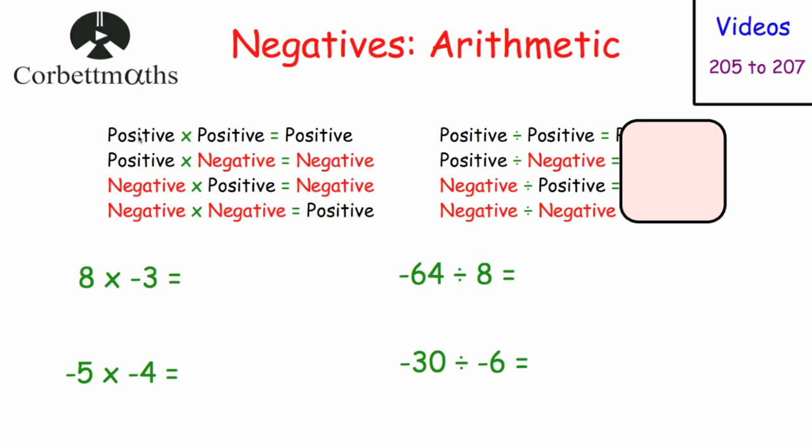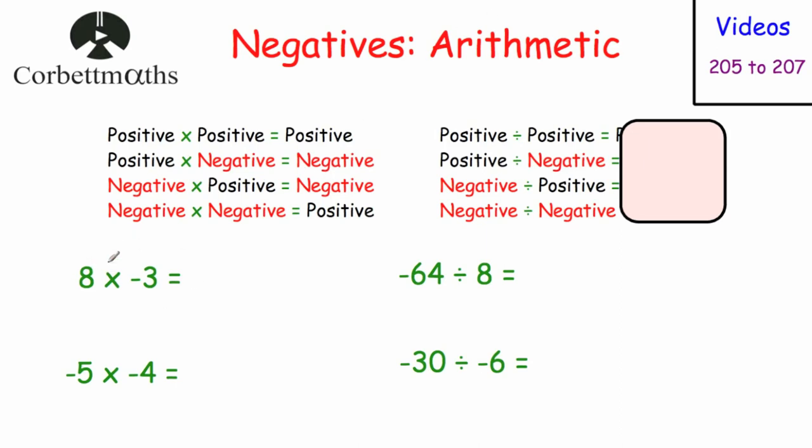And the way I remember this is if they're both positive, whenever you're multiplying, you get a positive answer. And if they're both negative, you get a positive answer. So if they're both the same, you get a positive answer. And whenever you're multiplying, you've got one positive and one negative, you get a negative answer. So let's have a look at our first question.